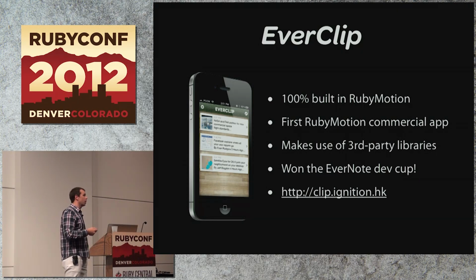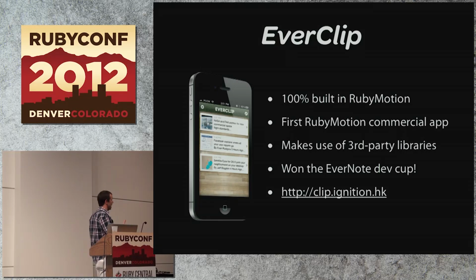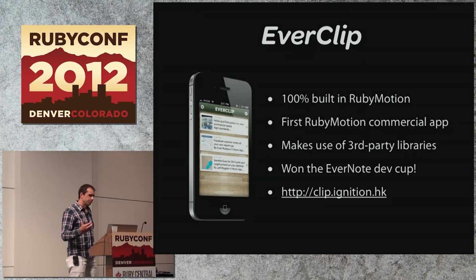It makes use of third-party Objective-C libraries. So this app makes use of third-party libraries. It won the Evernote DevCup Award. It was accepted into the App Store, and it's for sale there. So applications can actually make money written in RubyMotion. So this is another reason to actually do it.